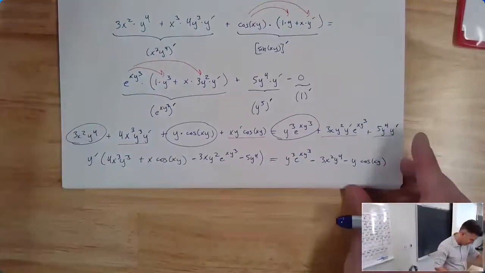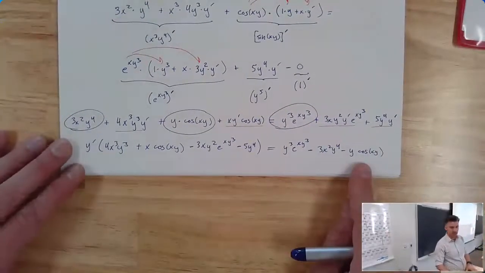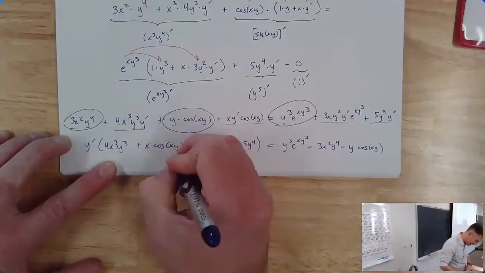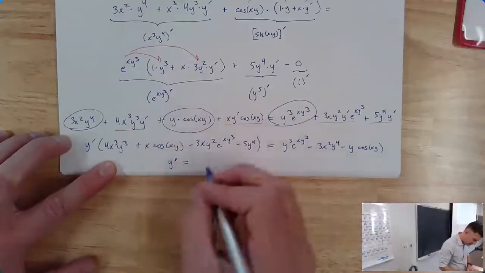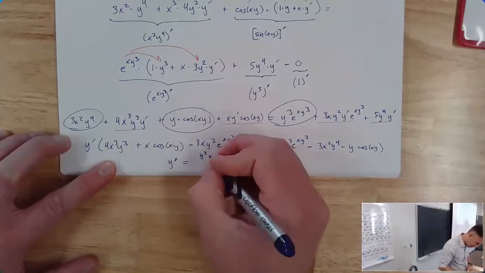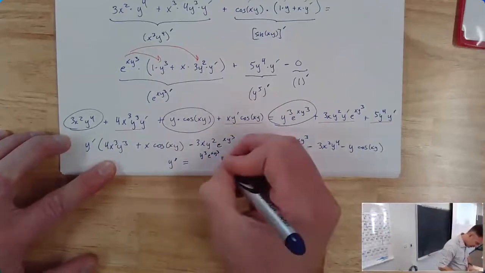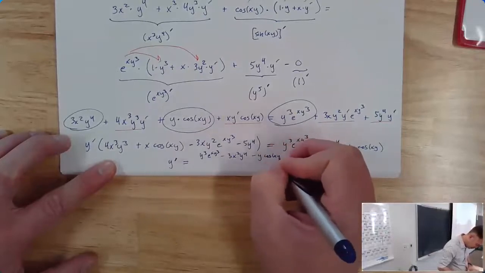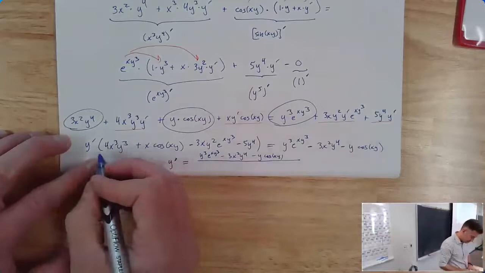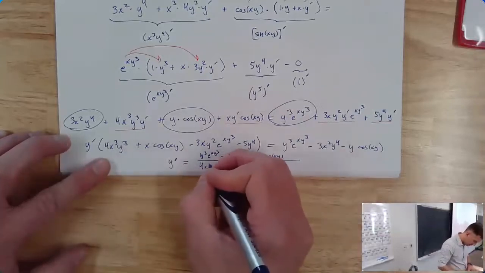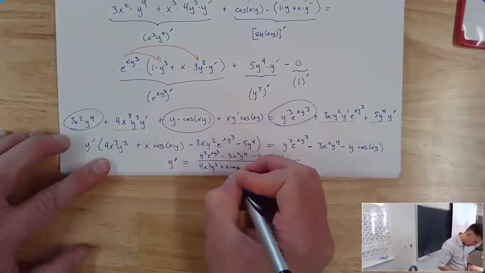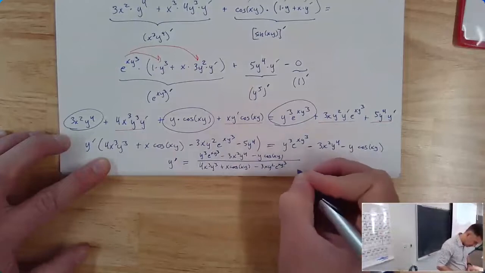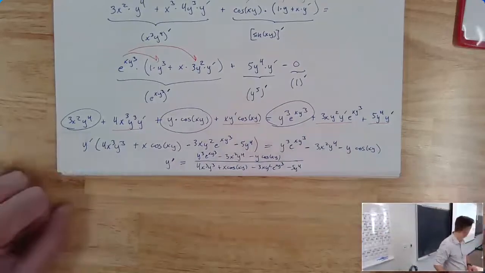And then finally, we would take both sides of this equation and divide by the same terrible thing here to get a final answer of y prime equal to all this stuff over here: y cubed e to the xy cubed minus 3x squared y to the 4th minus y cosine of xy over this terrible denominator, 4x cubed y cubed plus x cosine of xy minus 3xy squared e to the xy cubed minus 5y to the 4th. Woo, terrible.